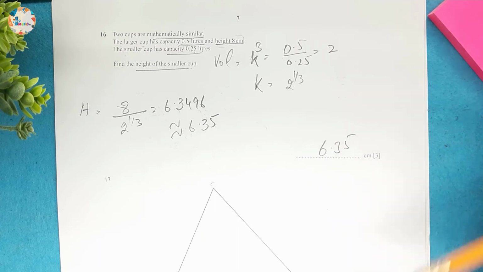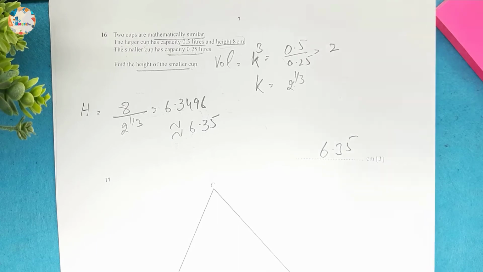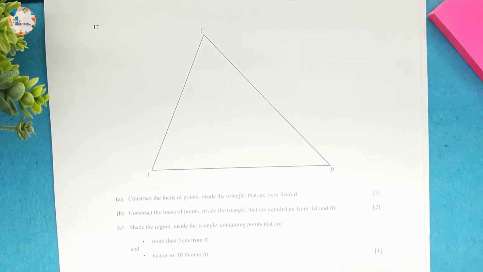Then question number 17 is a construction question. So construct the locus of the point inside the triangle.